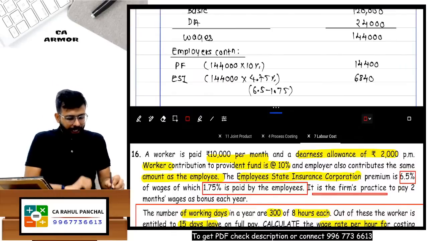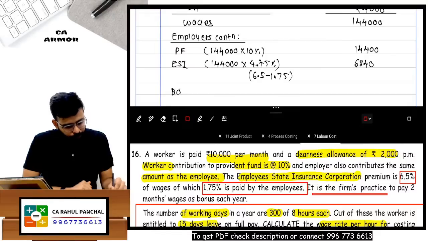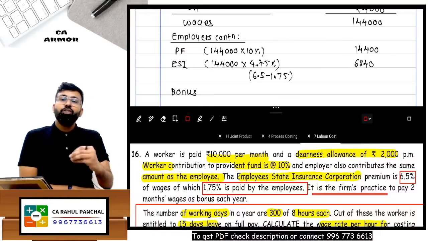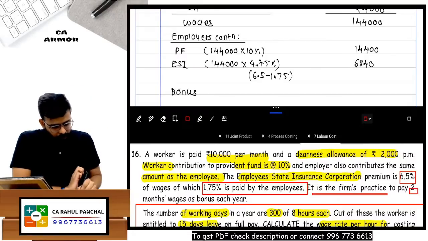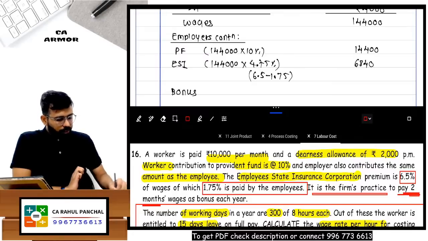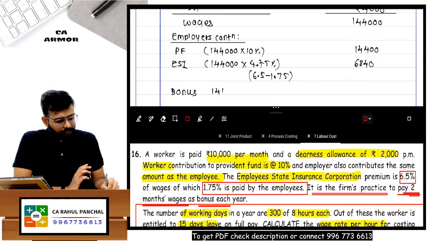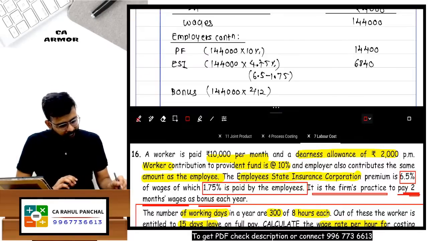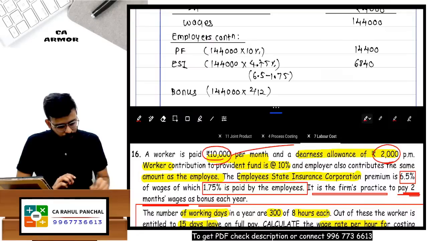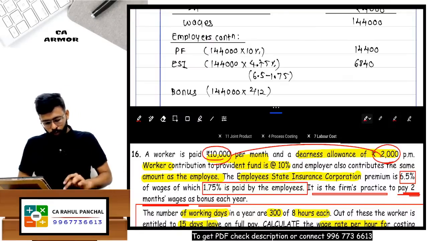And it is the firm's practice, so again, we pay bonus also. It is the firm's practice to pay bonus, and the bonus is given as 2 months' wages, Diwali bonus, whatever it is. So whatever my salary is, 1,44,000 in 1 year, which is wages, 2 months is given as a bonus. Or directly you could have done it like this also: 10,000 and 2,000, 12,000 is the salary, 12,000 into 2 is 24,000.